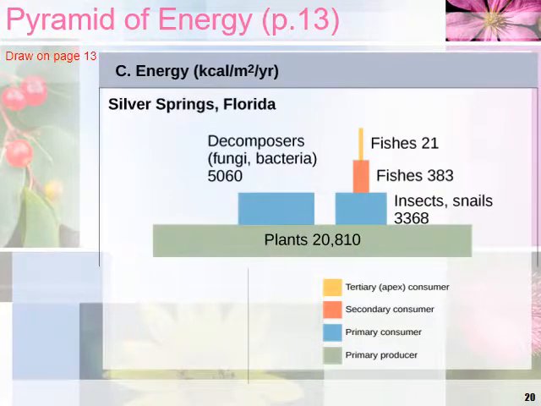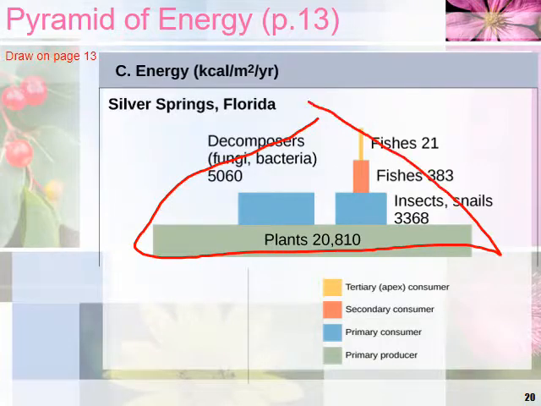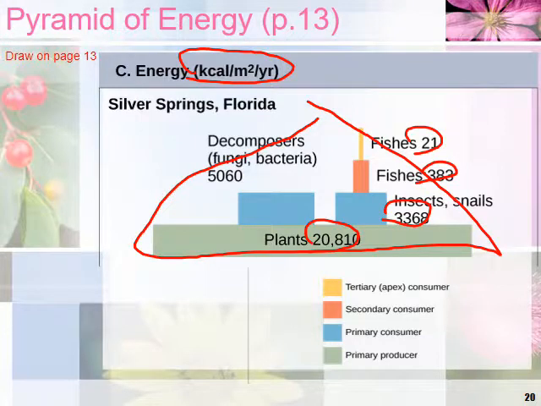The pyramid of energy is again very similar to what we were talking about. We see a decrease in size as we move from one level to the next. For plants, the amount of energy, here we see it in kilocalories per meter squared per year, and it's good that you remember those units, okay? We have over 20,000 in terms of the amount of energy from plants, and that drops to just over 3,000, to almost 400, to about 20 in terms of the amount of energy available.